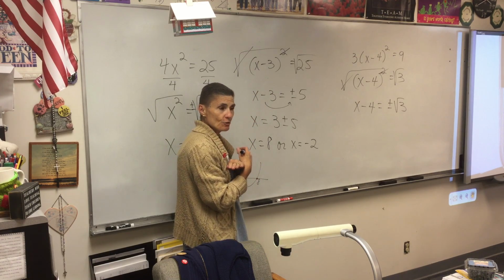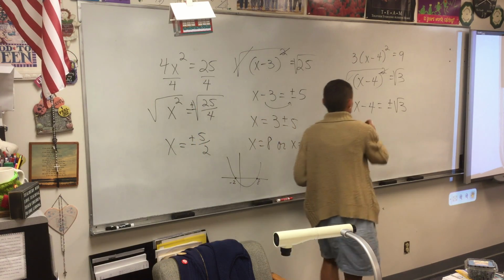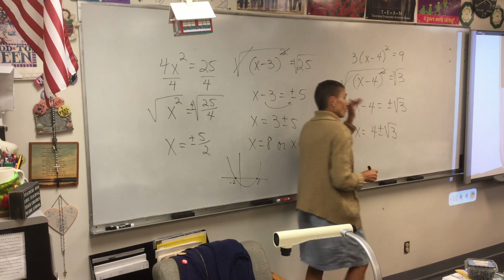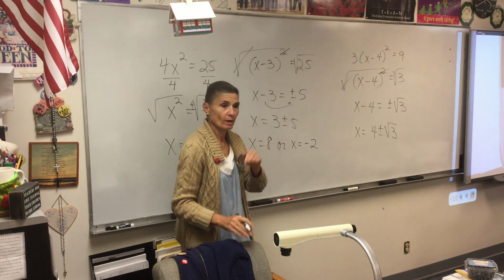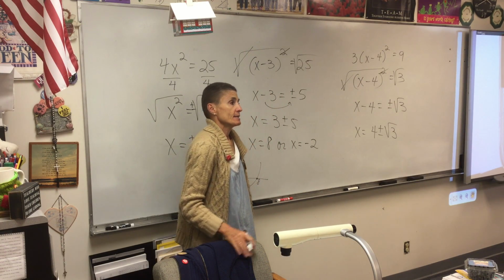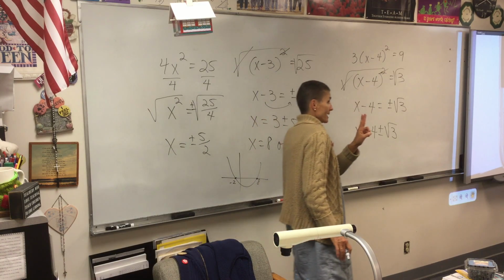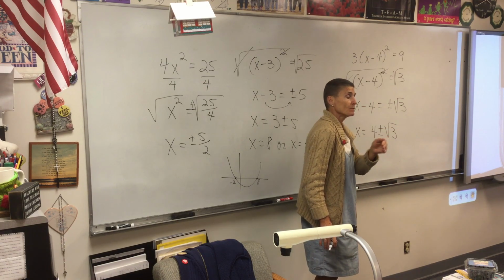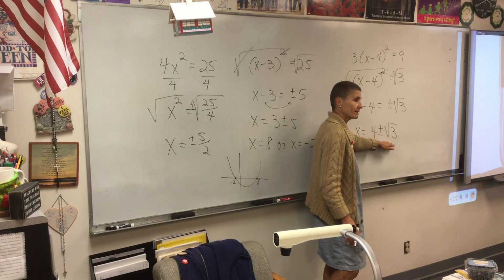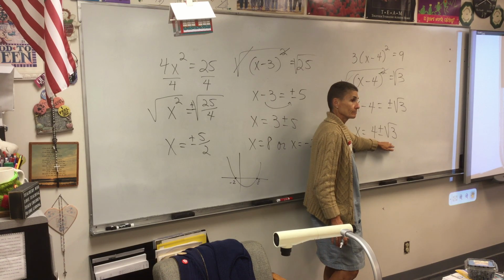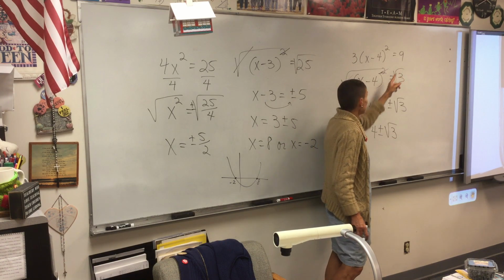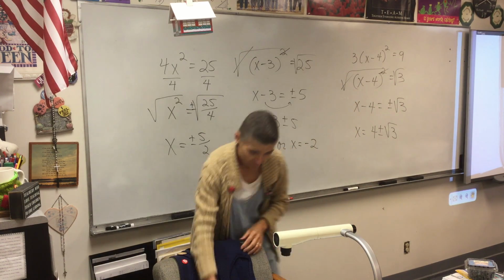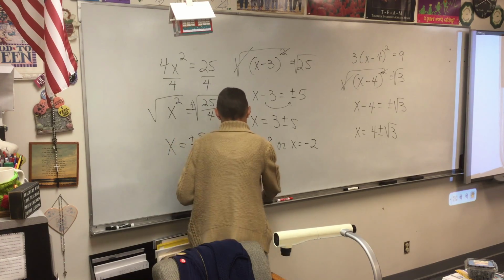Now, you're not going to do anything with the square root of 3. You're going to add 4 over here, and your answers will be 4 plus or minus the square root of 3. Does everybody recognize that's still two answers? Yes. 4 plus root 3, 4 minus root 3. You don't have to separate them. You can write them just like this. So we divided by 3, took the square root, and added 4 to the other side. One more.